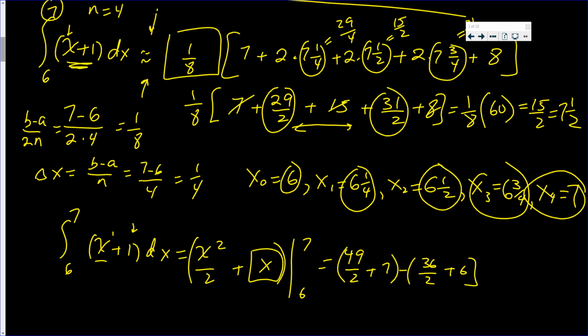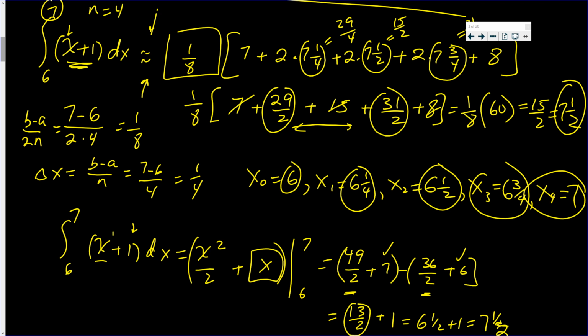Okay, these two have a common denominator. When you subtract them, you get 13 over 2 plus 7 minus 6 is 1. Now this is 6.5. And when you add 1, you get 7.5. 7.5, which is exactly what we got before.